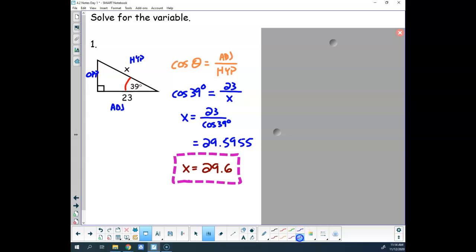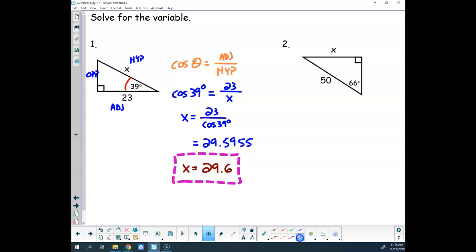We will tell you in directions what we want it rounded to. Okay? With that being said, please at this time find me x in that particular triangle.